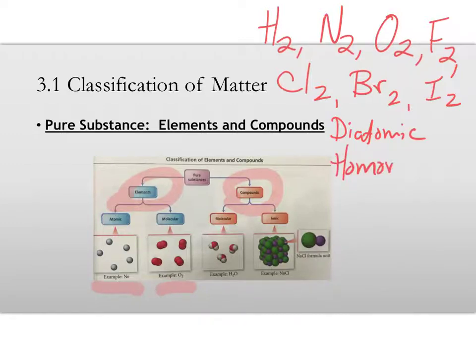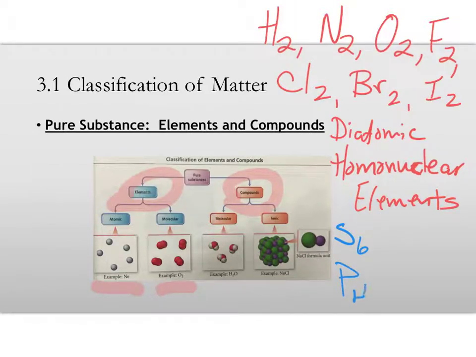Homonuclear meaning they have the same nucleus, but there's two others that are not diatomic. There's sulfur and phosphorus. Sulfur is S6 and phosphorus is P4.